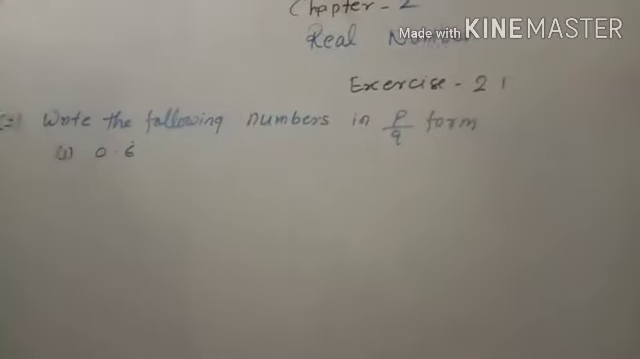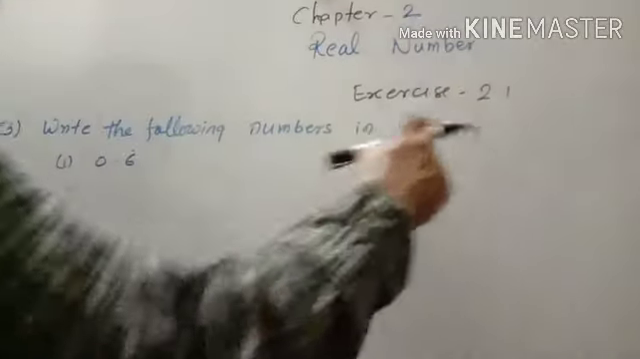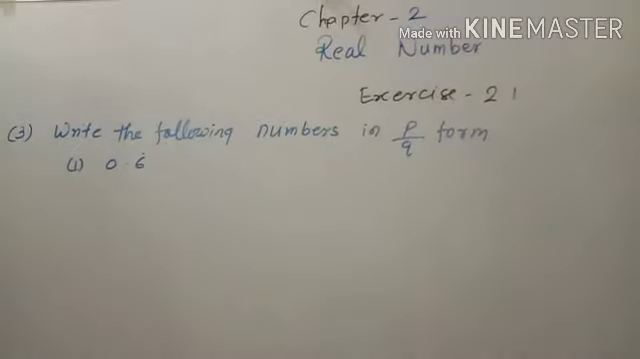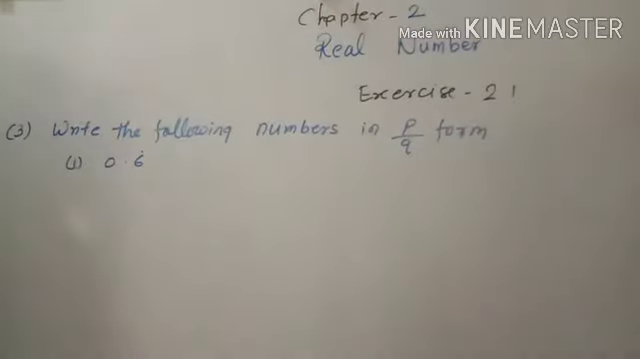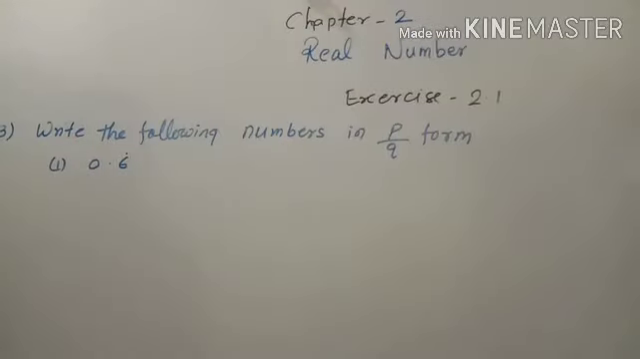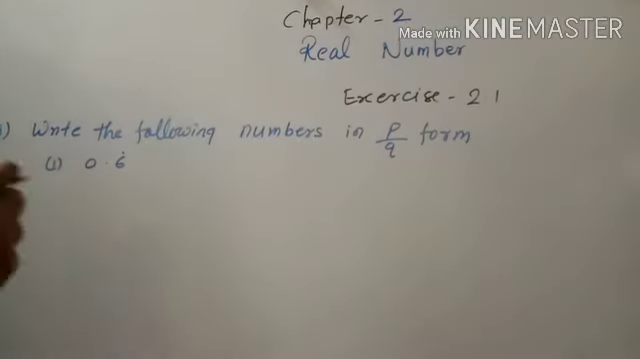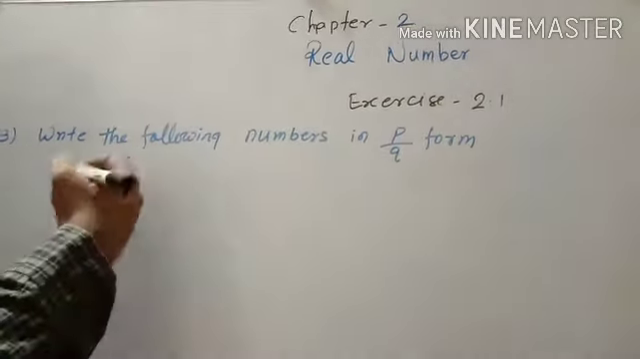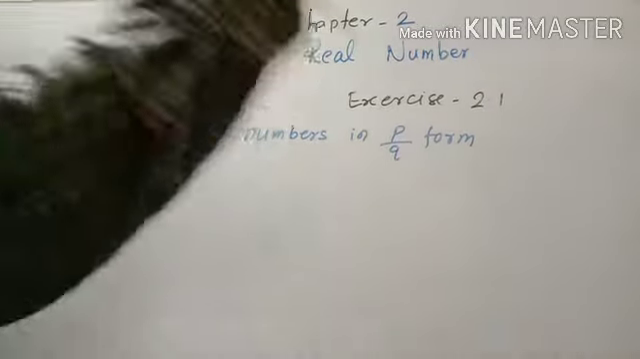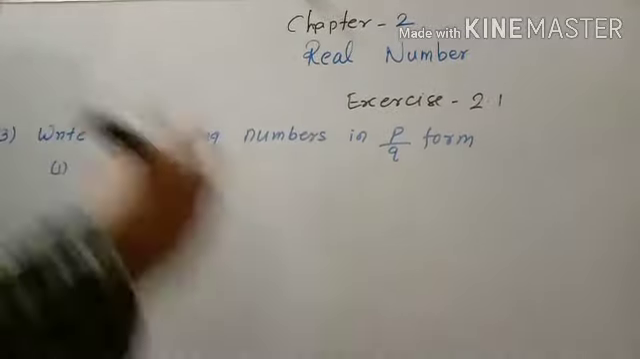Student, question number 3 is what? Write the following number in P upon Q form. P upon Q form means we convert the decimal form into a fraction form. So student, here it is 0.6 bar. It means it is 0.6666. 6 is repeated again and again.